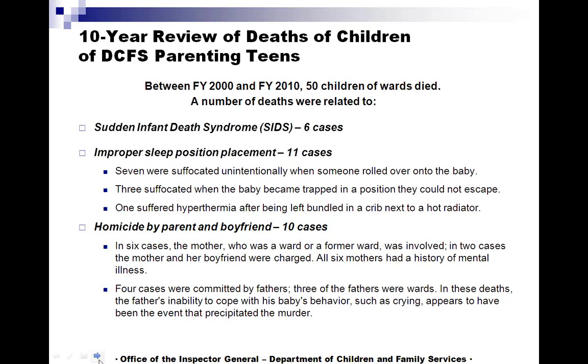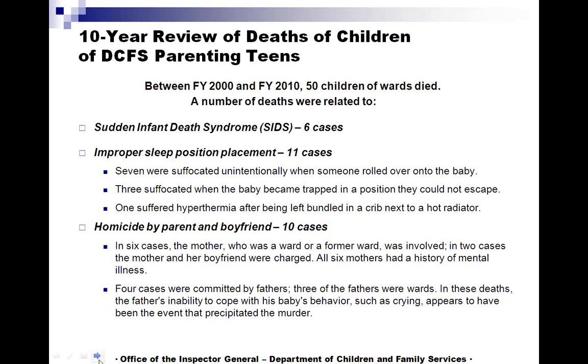The population that is probably most concerning is the homicides, where children die at the hands of their parents. I'm going to focus on the dads, because out of the 10 homicides by parents, 40% were by the father of the ward, or the boyfriend, the father of the baby who was living with the ward. When we dug deeply into this data, because it's pretty horrifying when you understand homicide, we found that generally it was infants under 6 months. Some of these dads were good dads.